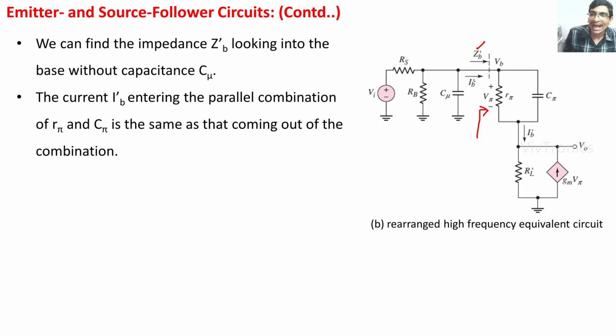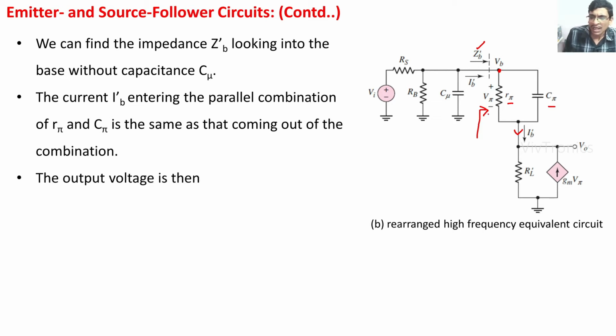The current IB dash is the current entering the parallel combination of this R pi resistance and C pi capacitance, and the same current goes out from the combination, because the IB dash current enters this parallel combination and splits into two currents. At the end these two currents combine again and become the IB dash current.